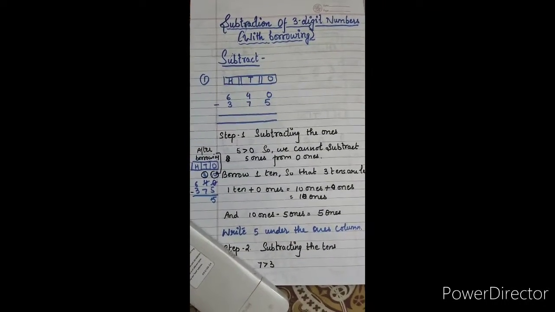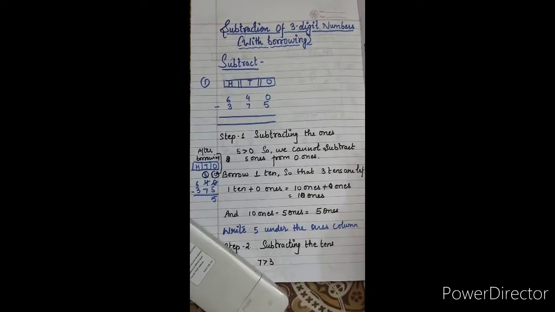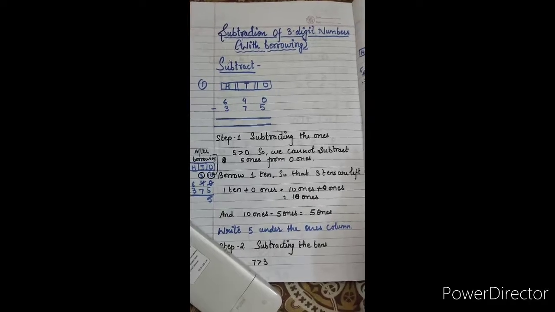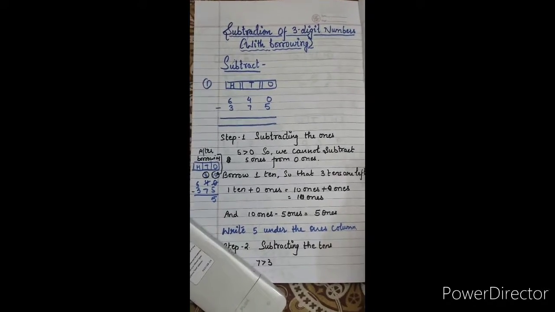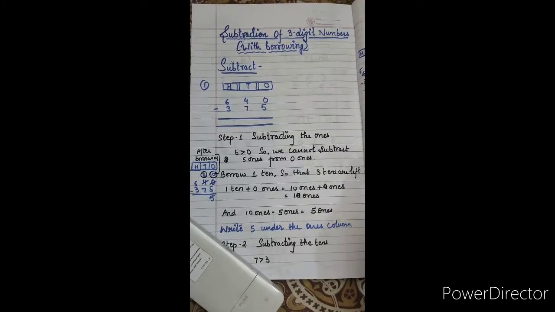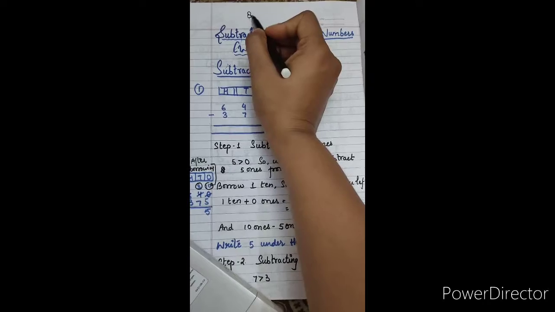Today we are going to start subtraction of 3-digit numbers with borrowing. We have done subtraction of 3-digit numbers without borrowing. So let's start subtraction of 3-digit numbers with borrowing. Open page number 84 and 85.